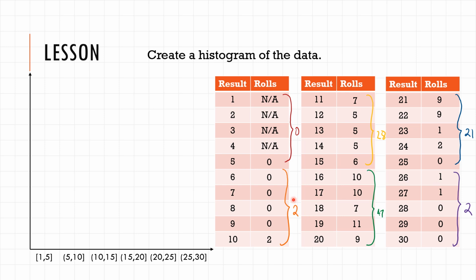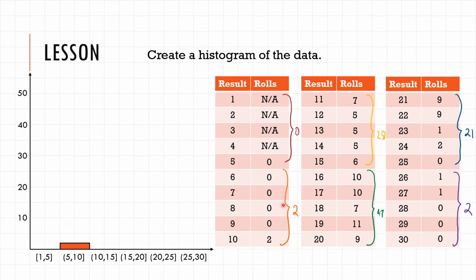And now let's make our bar chart. So the highest number we've got is 47, so my bar chart should probably go up to about 50. And now let's make our bars. So this bar will be 0. There's no bar here because I never rolled numbers from 1 to 5. How many times did I roll a number from 5 to 10? 2. So this is how big this bar would be. Very small, just up to 2.